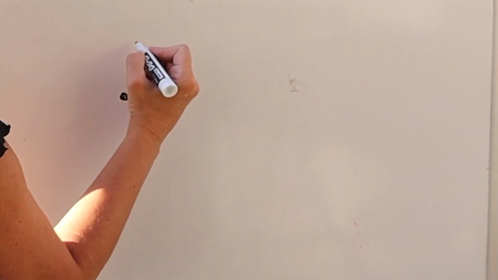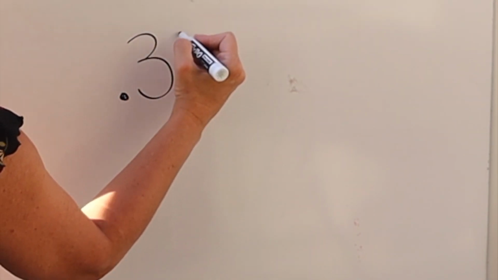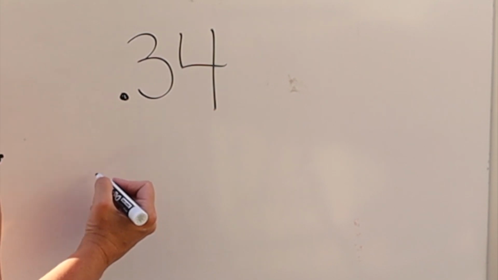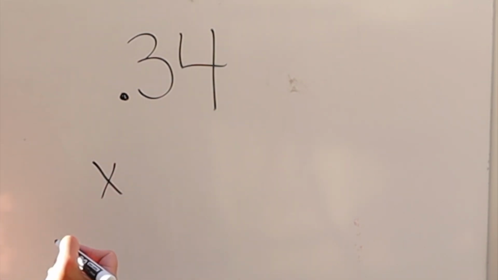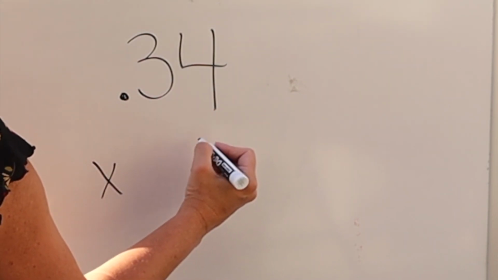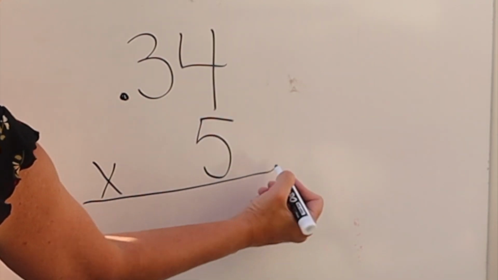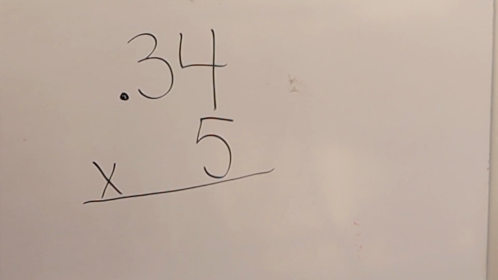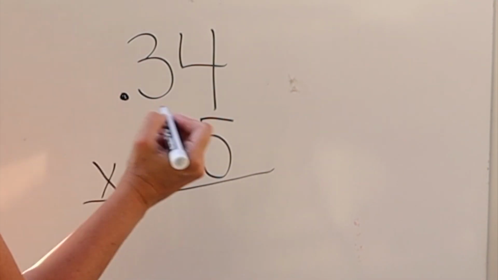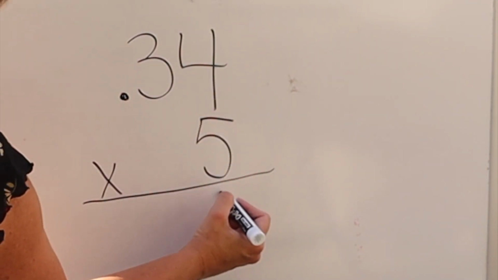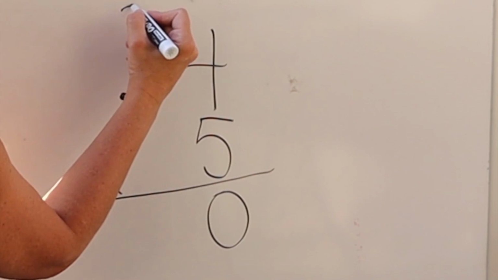Let's try another one. Write this one on your paper. 34 hundredths times, let's make it a 5. 34 hundredths times 5. Press pause while you work. Ready to check? 5 times 4 is 20. Put a 0, carry your 2. 5 times 3 is 15.